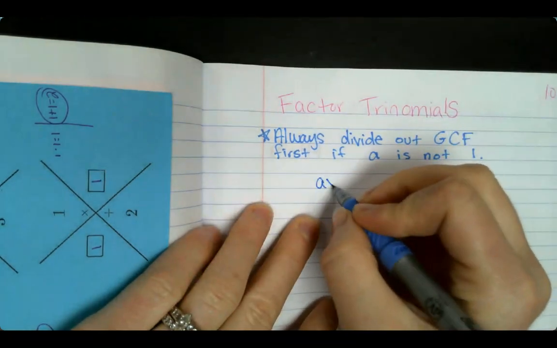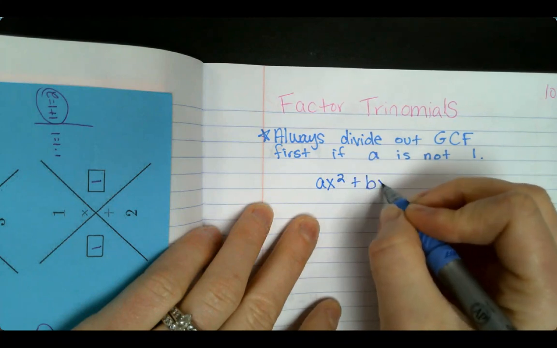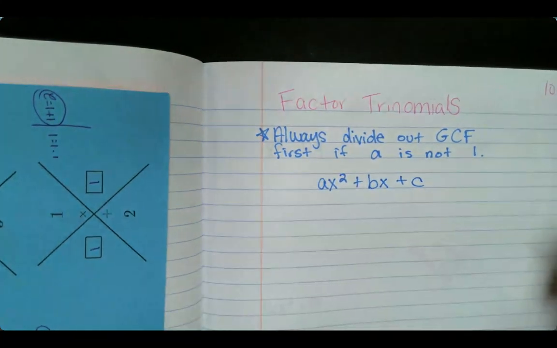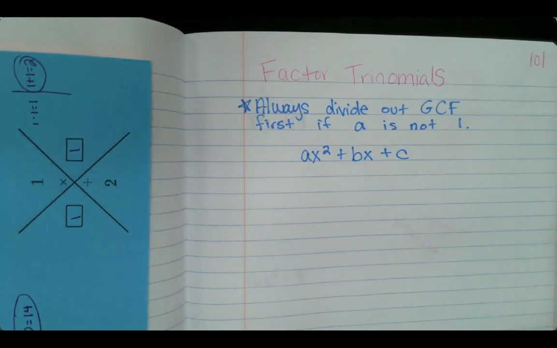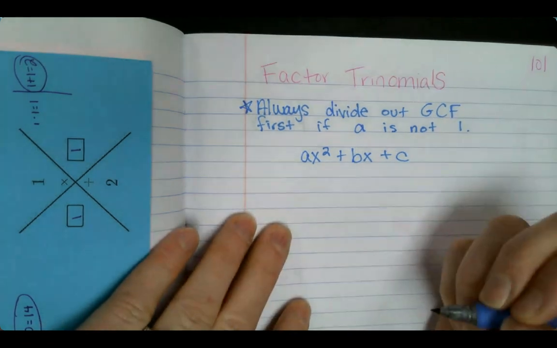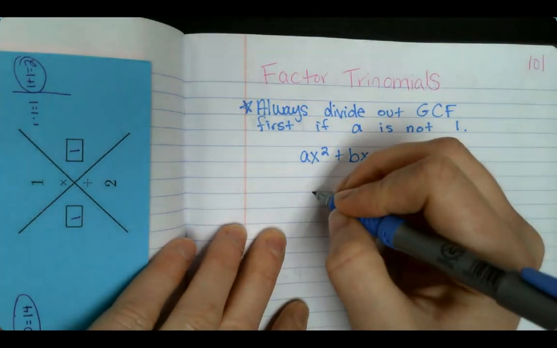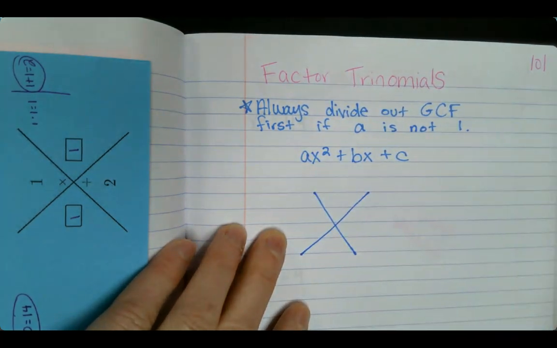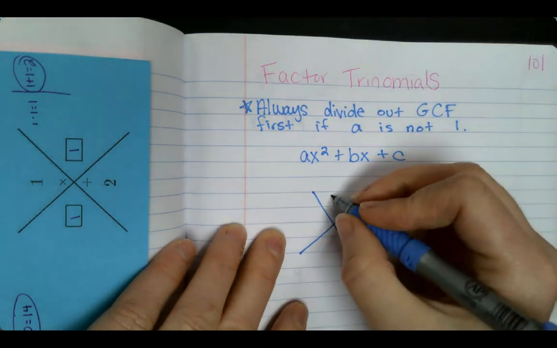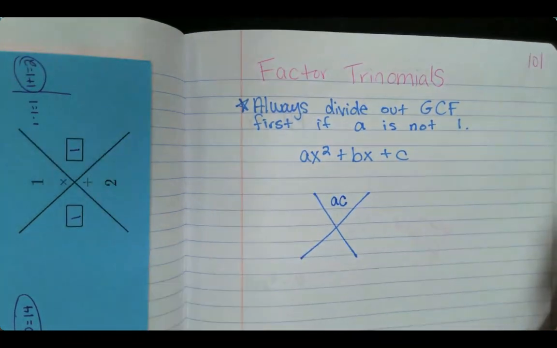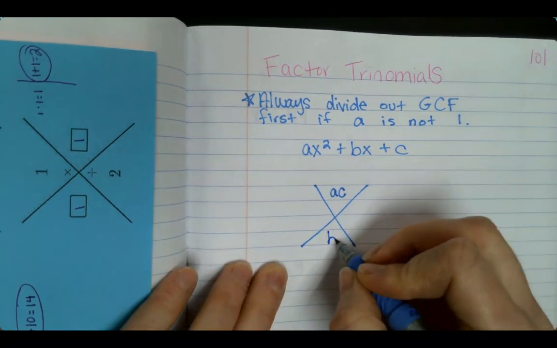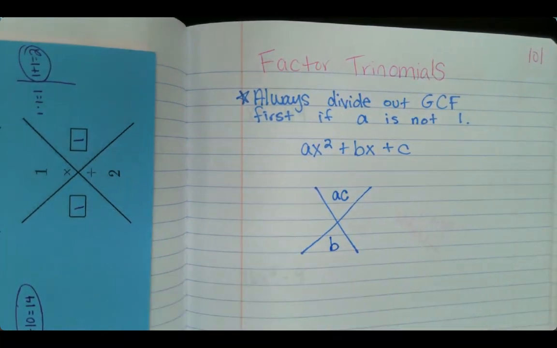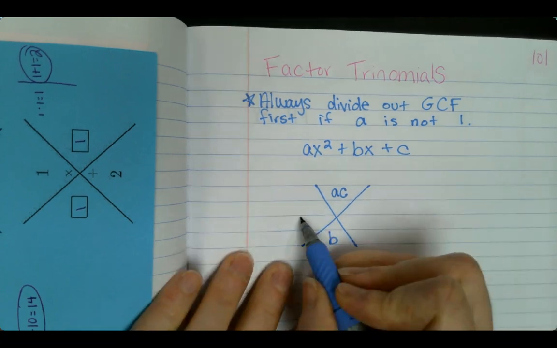And what we're factoring is AX squared plus BX plus C. So this is a trinomial because it has 3 terms. We're using X box. So we have an X. On the top, we're going to put AC. On the bottom, we're going to put B. And we're going to find the magic numbers. So the magic numbers go out here.